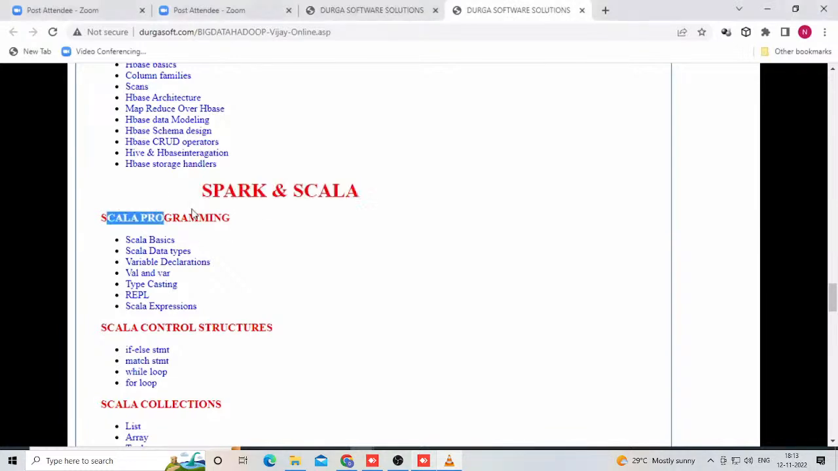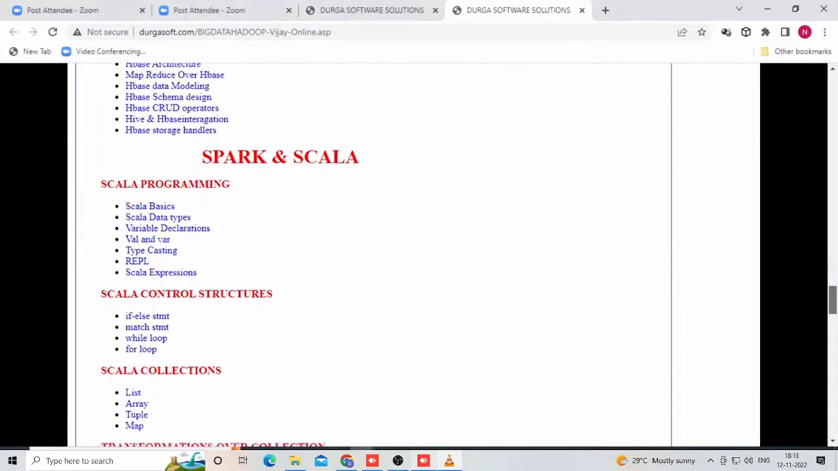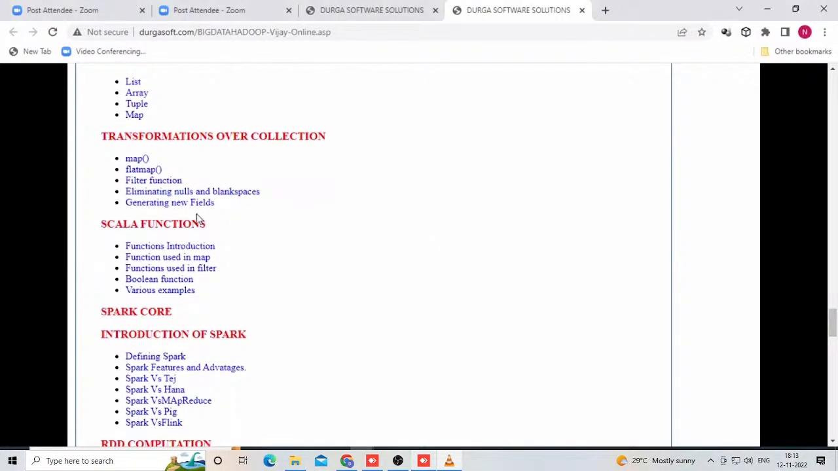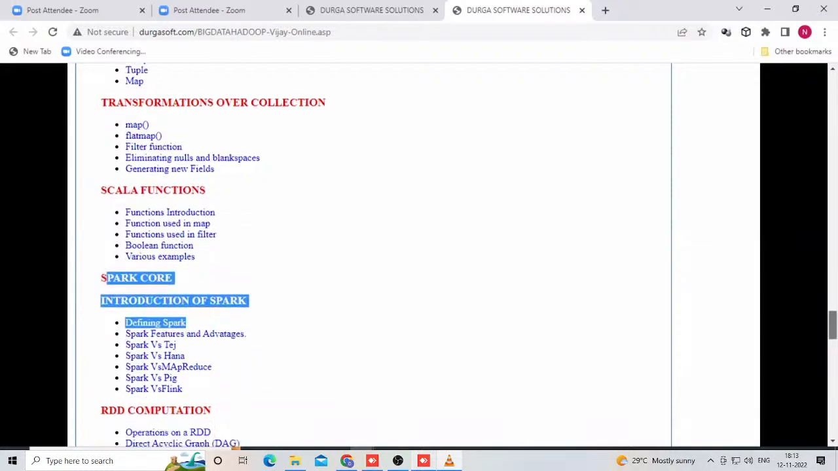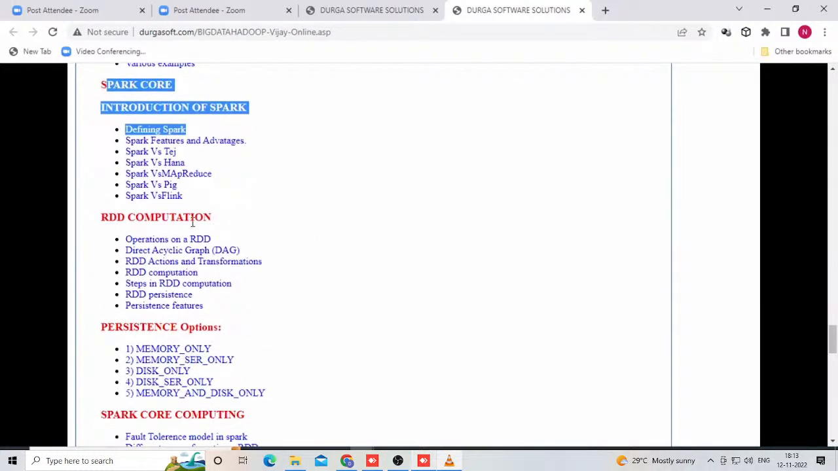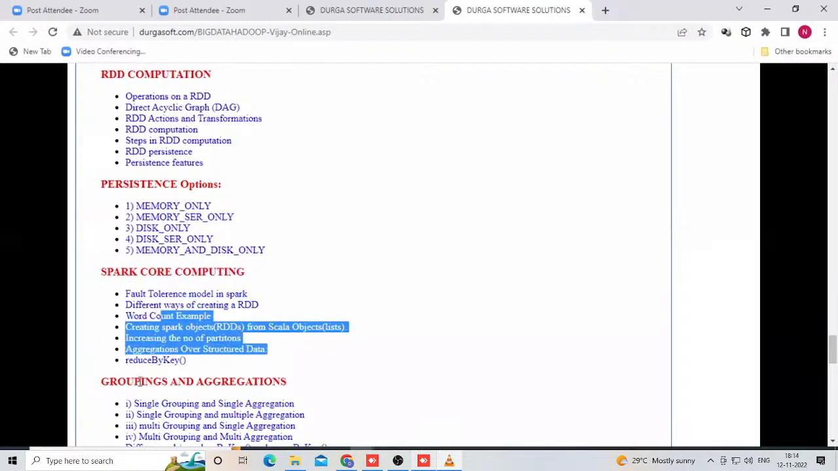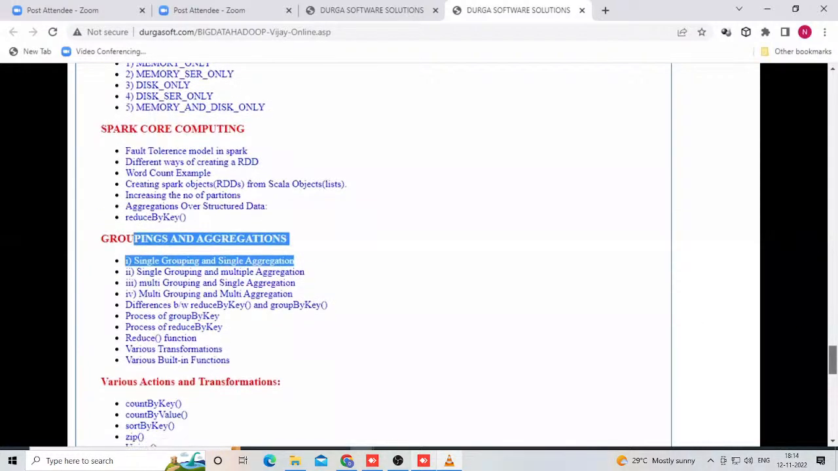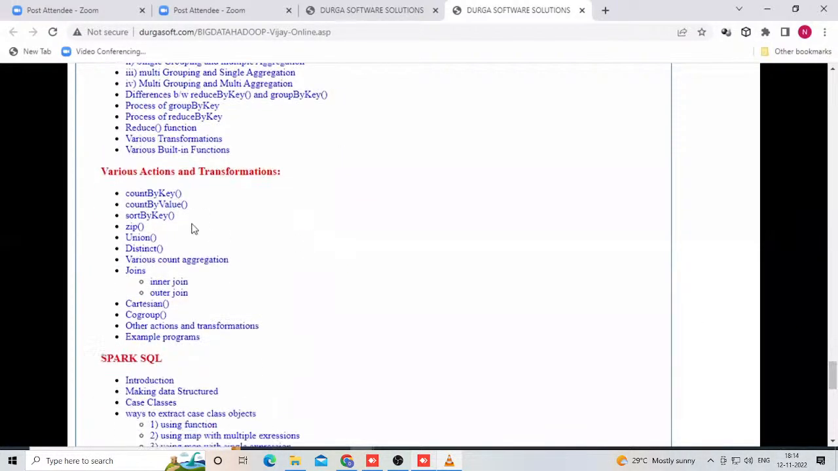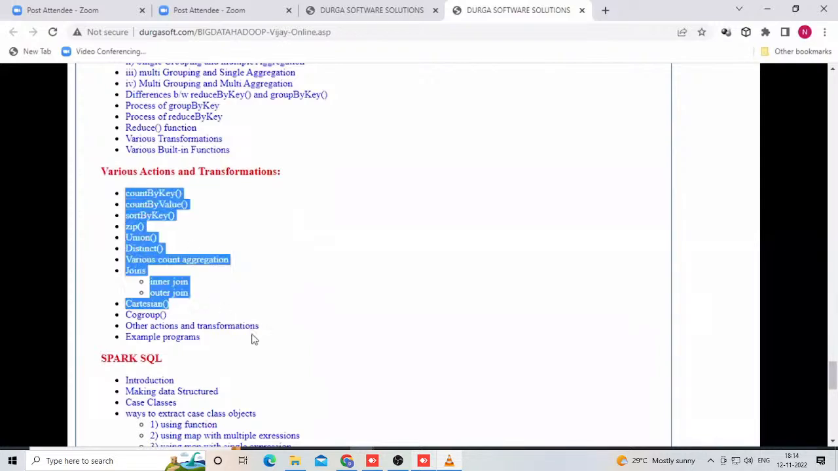First, I'll be discussing Scala programming: Scala control structures, Scala collections, transformations, Scala functions. After discussing Scala, I'll come to Spark core programming: introduction to Spark, comparison with different technologies, Spark data objects, RDD, computation, persistence options, Spark core computation, fault tolerance models, different ways of creating groupings and aggregations, and various inbuilt actions and transformations one by one with many working examples.